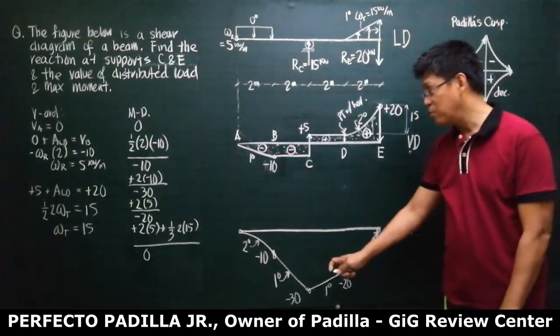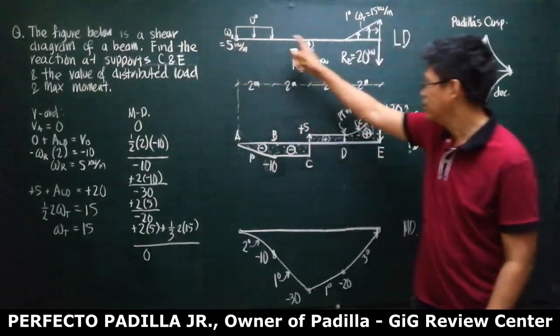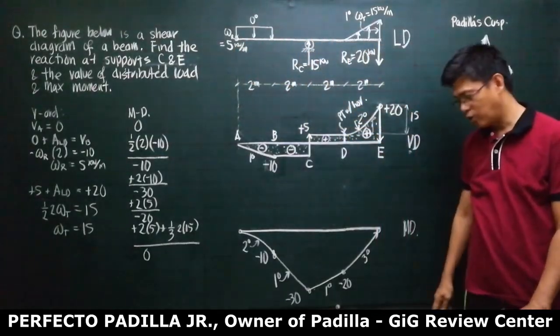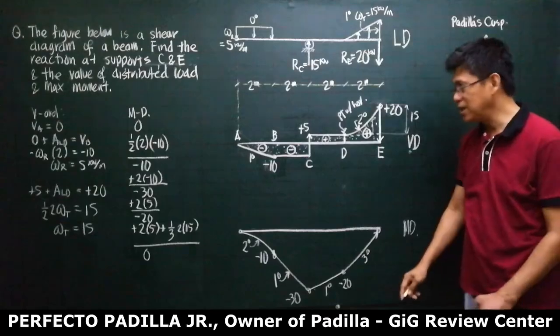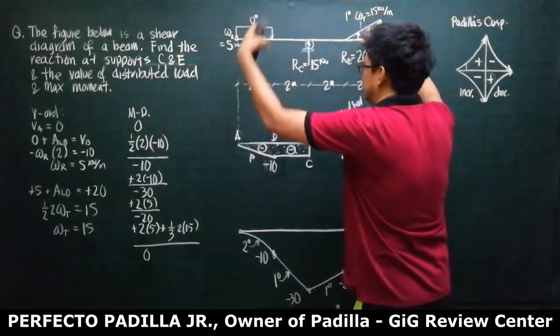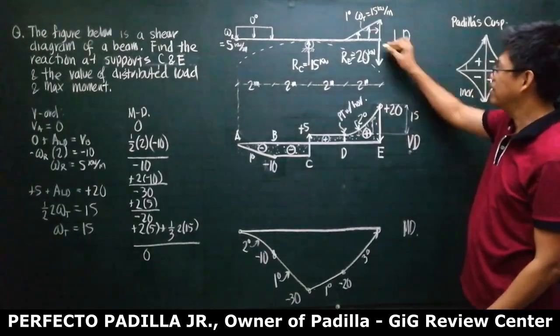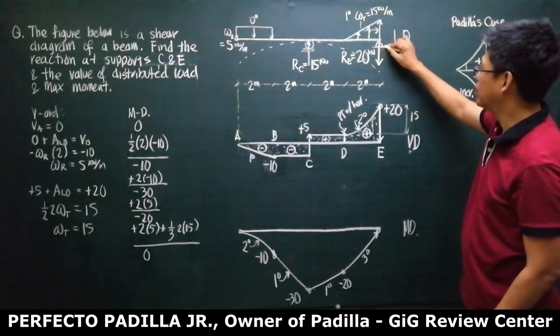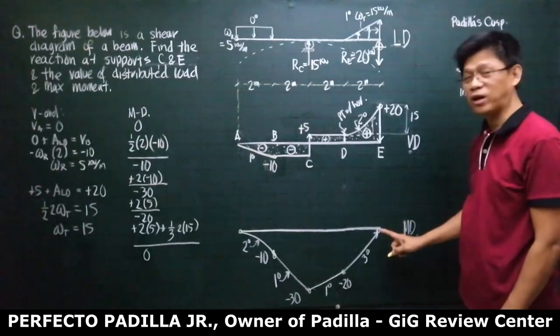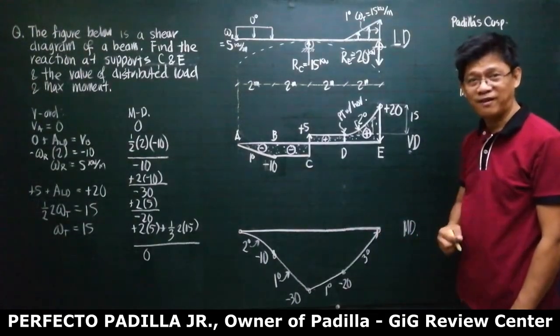So all our moments from here to here, they are all negative. So meaning the beam really bends downward. You get it? So most likely here, this would be a roller support. That's why the moment is also 0. You follow?